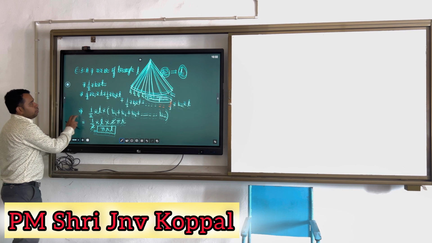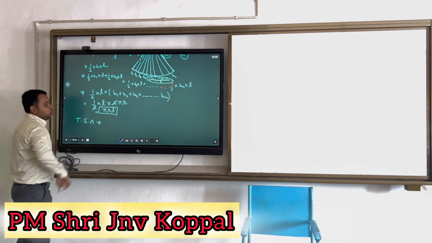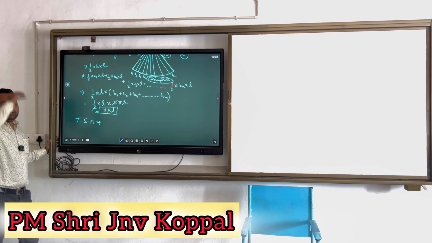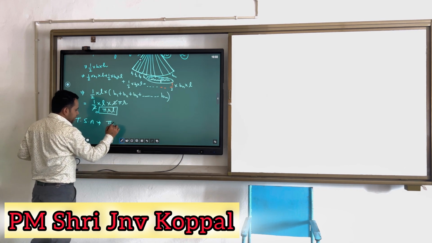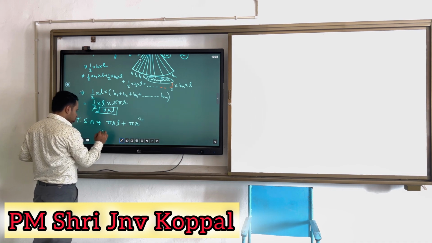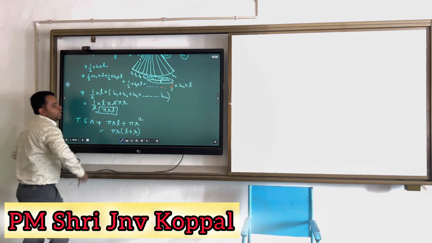If you want to talk about the TSA, what is the TSA? Total surface area. It means we have to count the upper part and the down part. The upper part of a cone is a point only. A point has no area, but the down part is a circle. So we can say pi r L plus one circle area, that is pi r square. If we take pi r common, the remaining is L plus r.